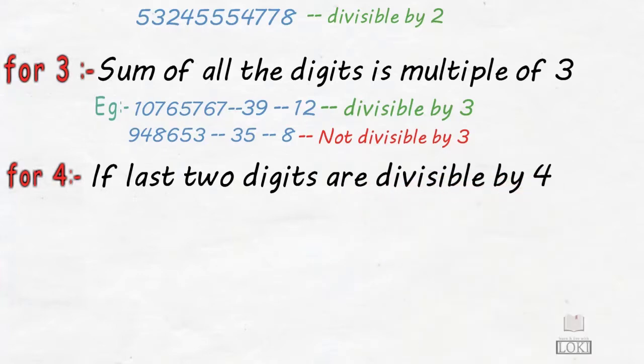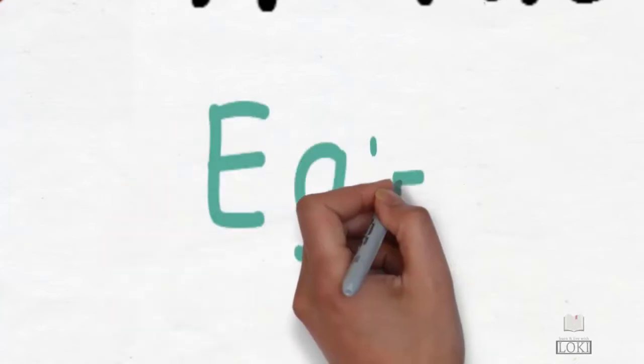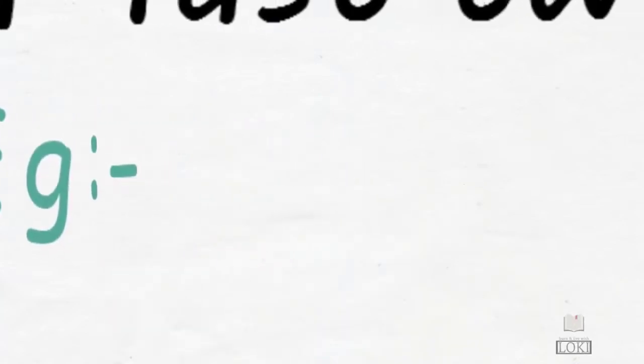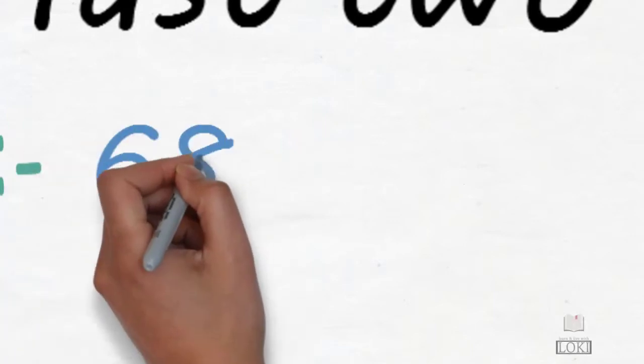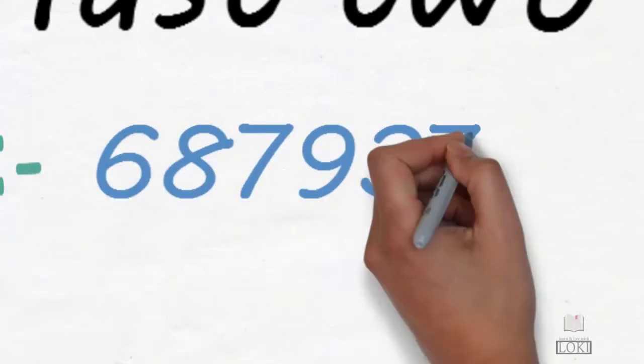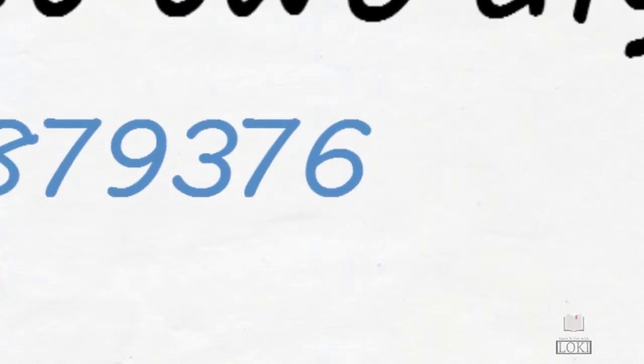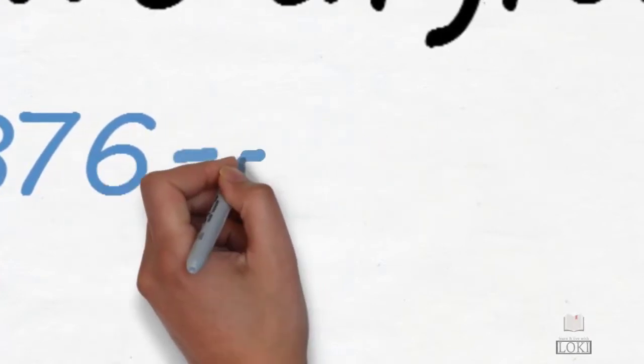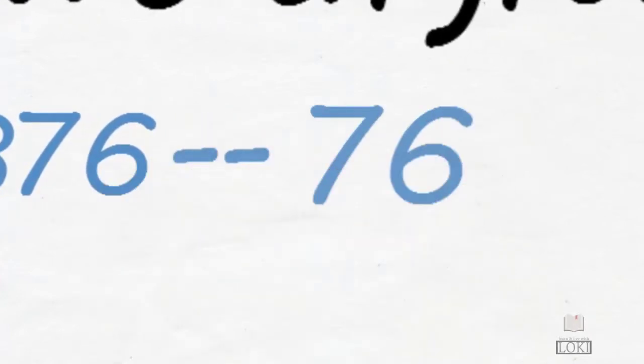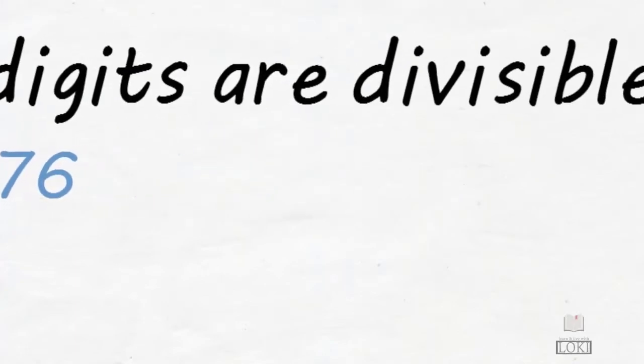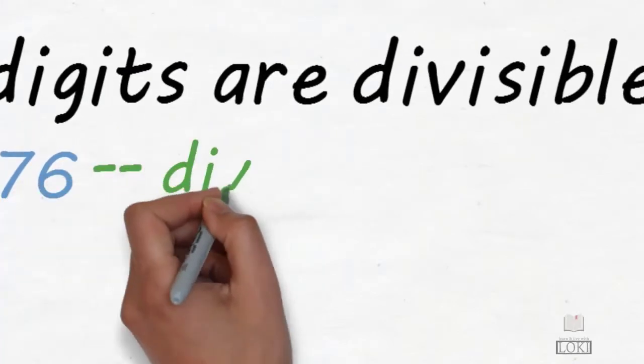So here is the example. In the first example, the last 2 digits are 76. So we just need to find whether 76 is divisible by 4 or not. Yes, 76 is divisible by 4. 19 fours are 76, or 4 nineteens are 76. So we can say that this number is divisible by 4.